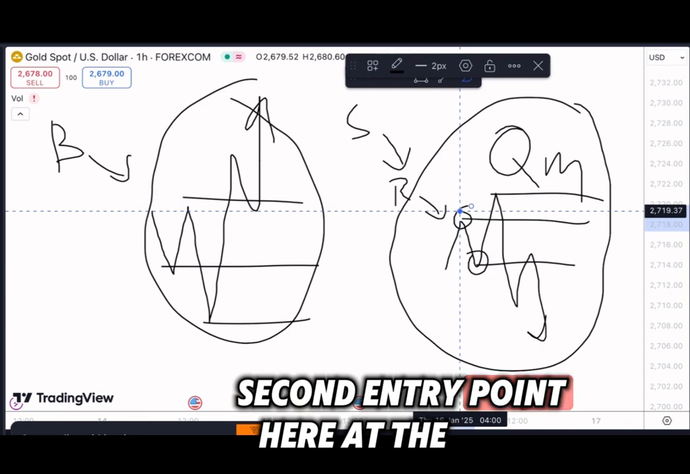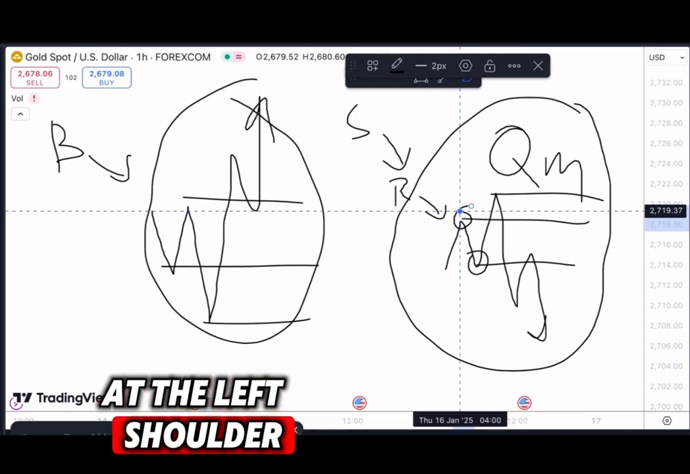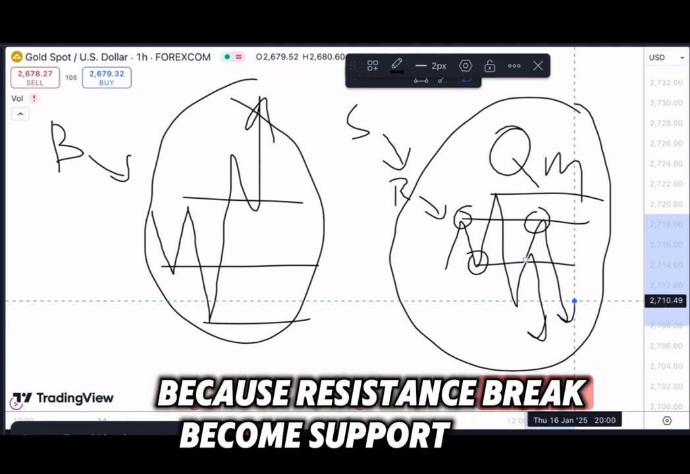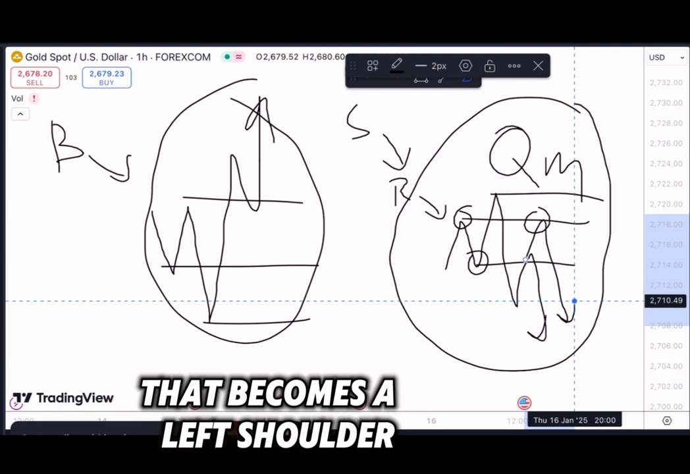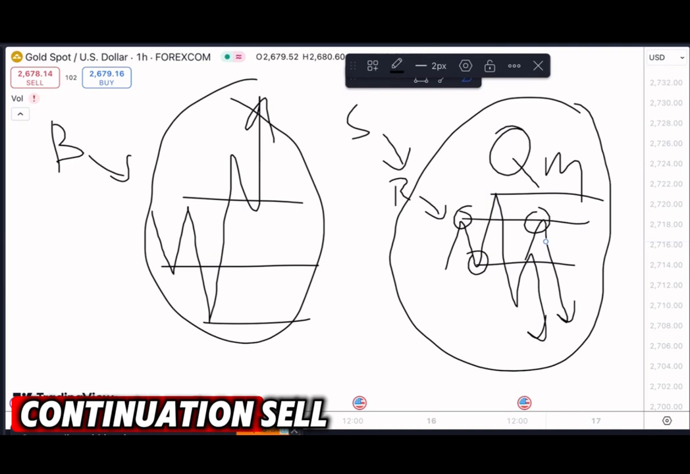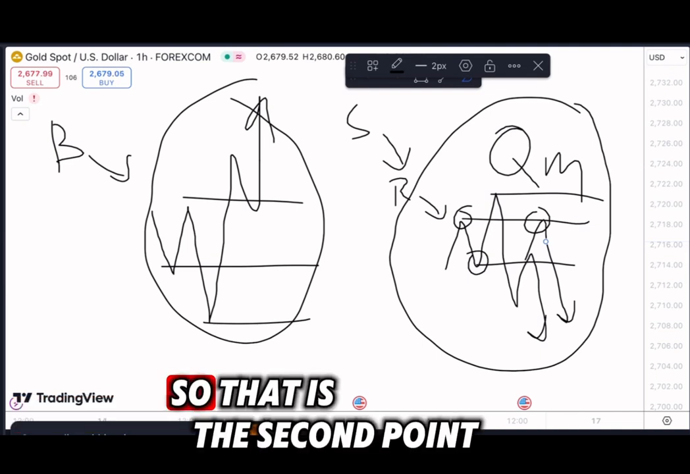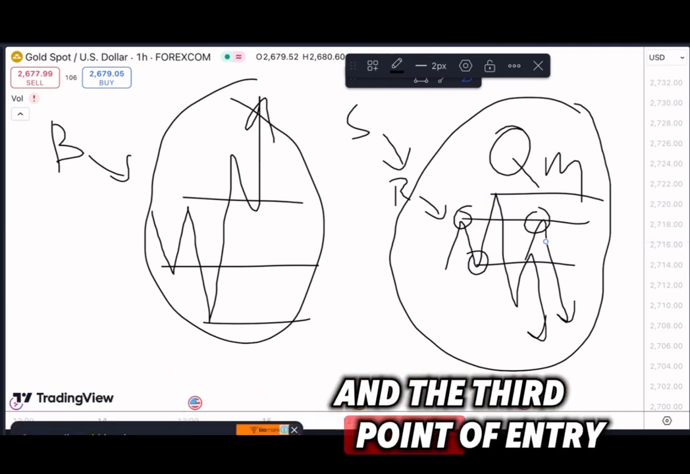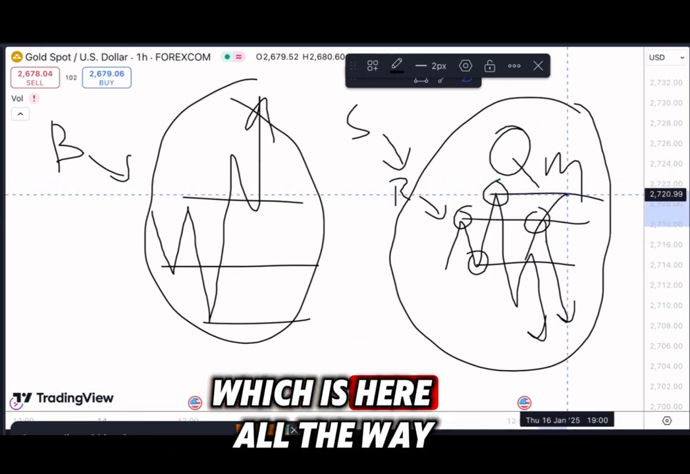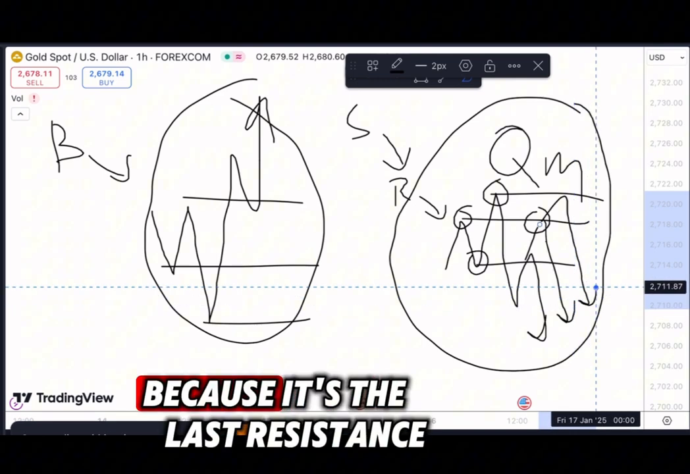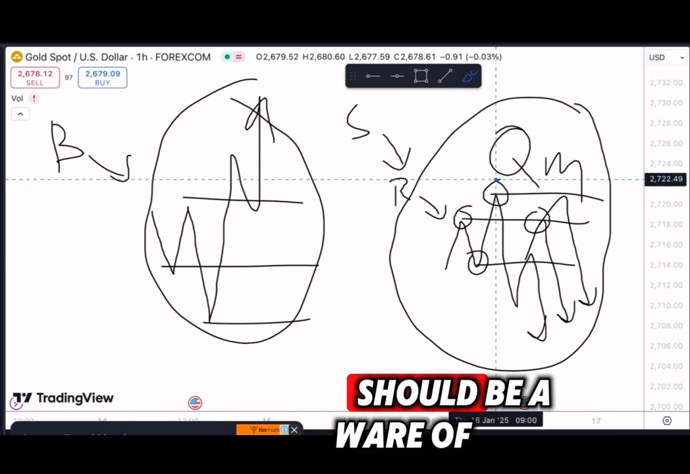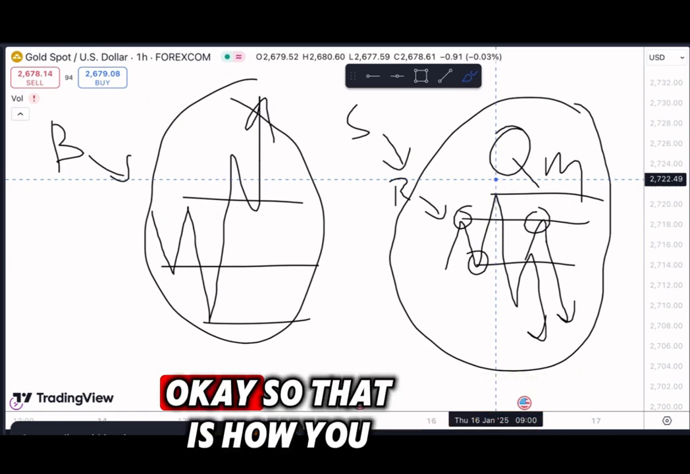The second entry point is here at the left shoulder. Why? Because resistance, break, becomes support, support, break, become resistance. That becomes a left shoulder. The left shoulder now forms a right shoulder, continuation itself. So that is the second point you can enter, and the third point of entry is at the last resistance formed from the QM pattern, which is here, all the way down. Why? Because it's the last resistance. In this entire pattern, there are 3 entry points you should be aware of. Okay, so that is how you enter.